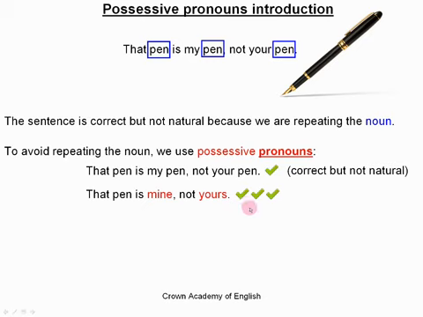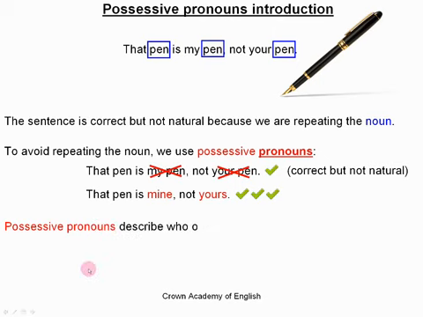Okay? So here we are using possessive pronouns, mine and yours. And in the original sentence, we were in fact using possessive adjectives, my and your. Okay? So they were correct, but the only problem was that we had already said the word pen here. So it is better to avoid repeating them. So to stop repeating the word pen, we use the possessive pronouns. Okay?